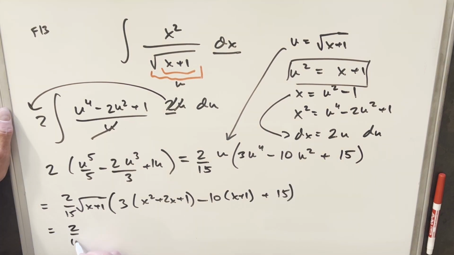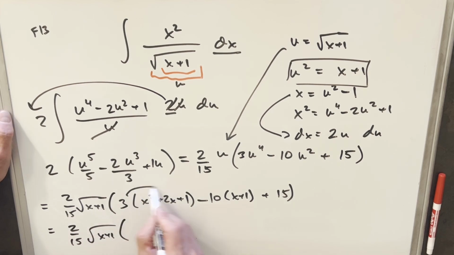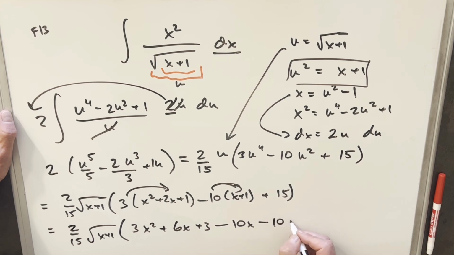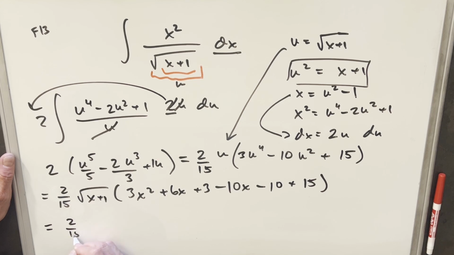Now I just need to do a little bit of cleanup. So I need to just distribute everything in. So I'm going to distribute in my 3. We're going to have 3x squared plus 6x plus 3. Distribute here, we're going to have minus 10x minus 10 plus 15. Okay, and then to finish it off, all I need to do is just combine like terms over here.